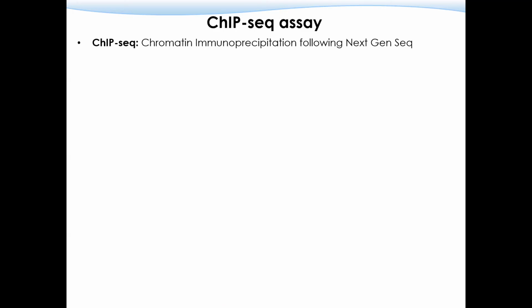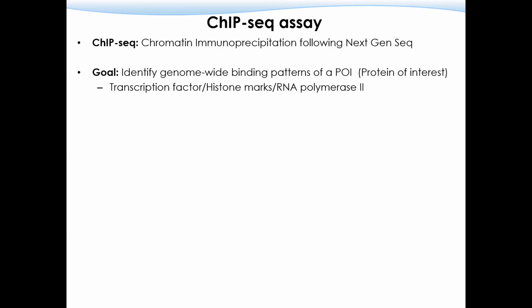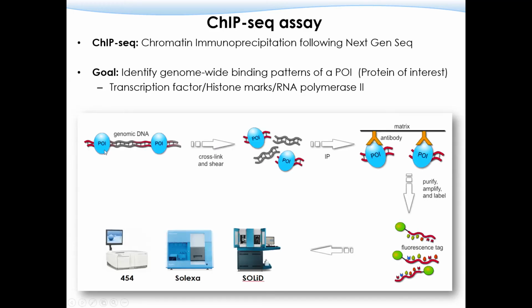Next part, ChIP-seq. ChIP-seq stands for chromatin immunoprecipitation followed by next generation sequencing. The goal of ChIP-seq is to identify genome-wide binding patterns of a protein of interest. This means that if I have a protein that is either a transcription factor, a histone marker or RNA polymerase, I want to know on the DNA level where this protein binds. This is initially what happens in the cell: you have this protein you're interested in, binding to the double helix.